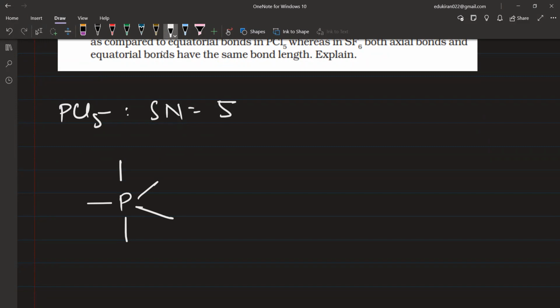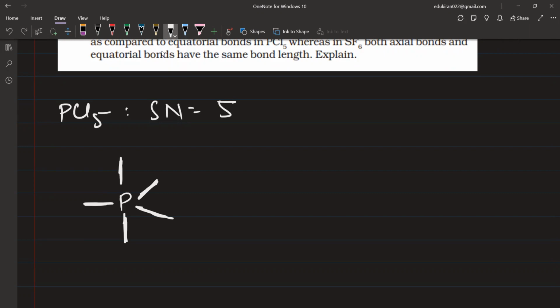Now, this is in a complete plane. In one plane, all of these are present. Now, if you look here, there are two different types of bond. All of these which are in the one plane, these are known as equatorial bonds, and the one which is in above and below, this is known as axial bond. Now, what is the difference between them?